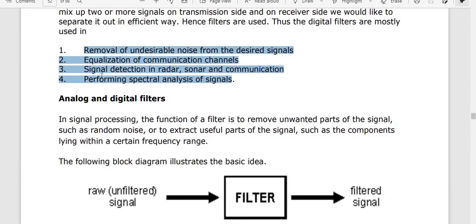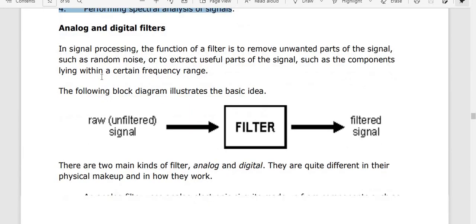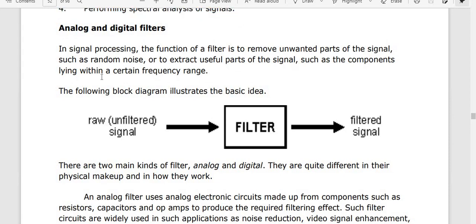Now let's see what analog and digital filtration is. In signal processing, the function of a filter is to remove the unwanted part of the signal, such as random noise, or to extract useful parts of the signal like desired information, or to remove components which are completely noisy. For that we go with filtration.